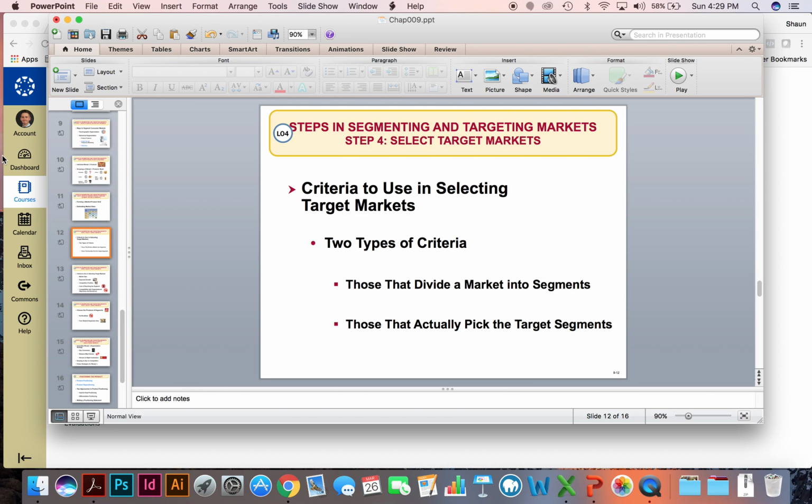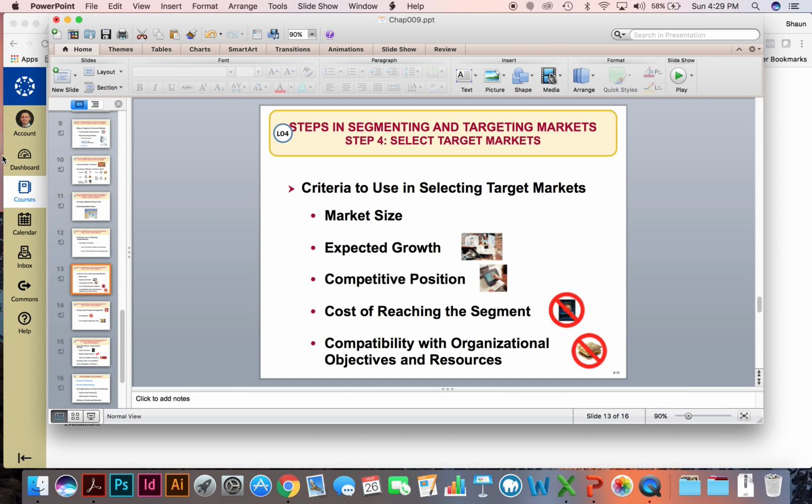Step 4 is to select the target market. So now that we've differentiated our group of consumers into different segments, it's important to select target markets, right? The criteria to use in selecting target markets is to divide a market into segments, as well as actually pick the target segments. And things to keep in mind when we're targeting different segments: how big is it? We don't want to pick a target segment that's too small. We want to make sure that it's a good size. We also want to make sure that we can grow within that segment, that our product will not only be able to reach people, but our product sales will be able to grow as well.